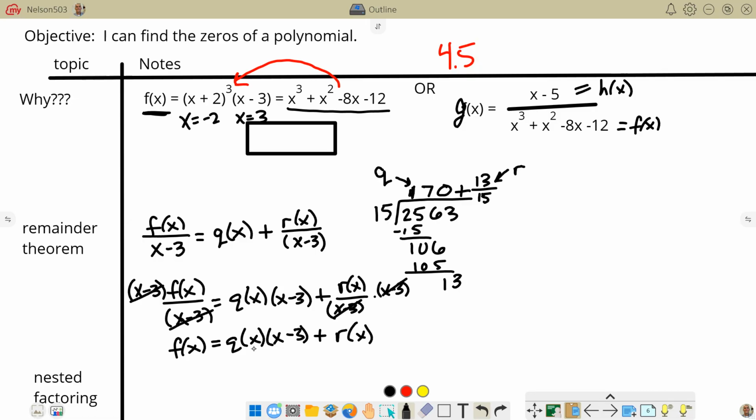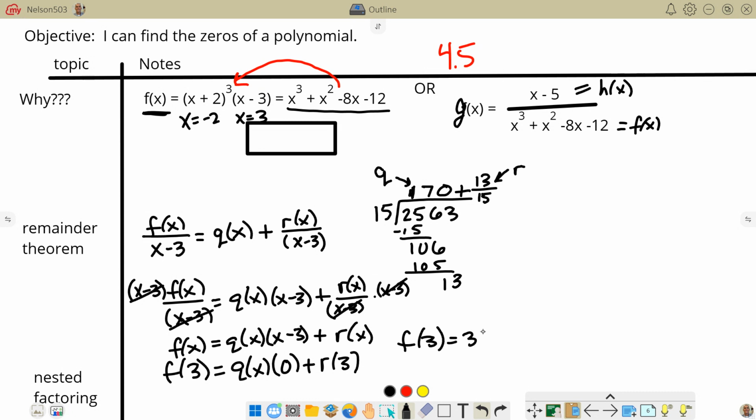Okay, now, why is this helpful? Well, if I do f of 3, think what would happen. If I put a 3 right here, I get q of x times 0, because I'm plugging 3 right there, right? And then I get plus r of 3. So what this really means is, if I evaluate f of x at 3, if I go f of 3 right here, I'm going to put 3 in here.